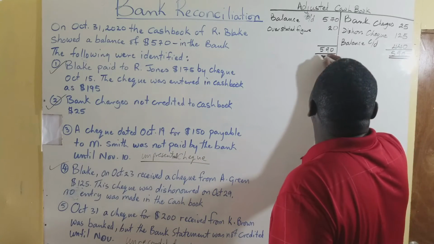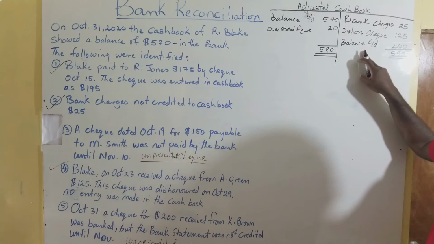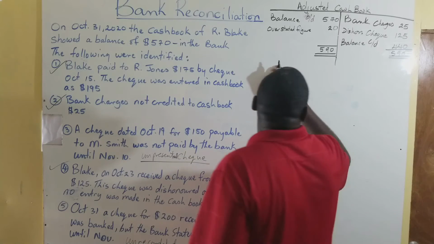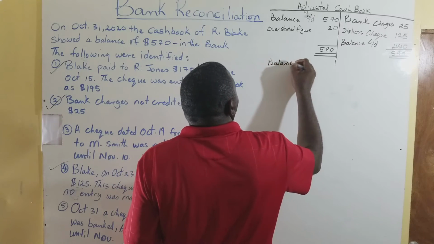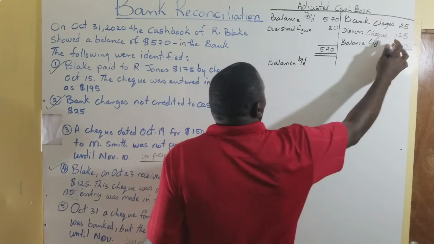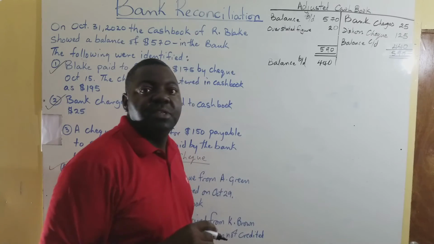Do the same here. Okay, our CDs on the credit side, so the BD comes on this side, so it's going to the debit side. Yes, balance BD of the same 440. So we are finished with the adjusted cash book.